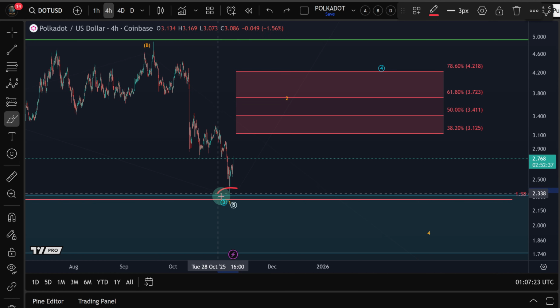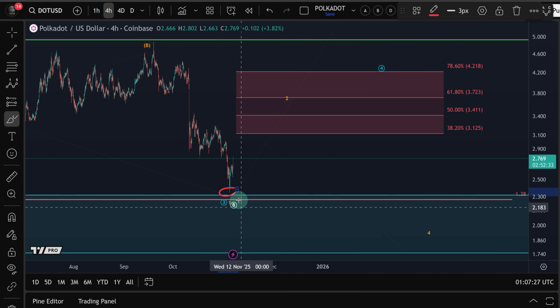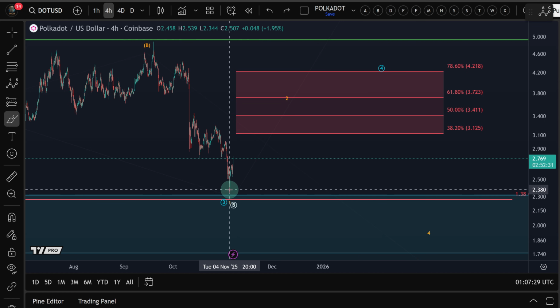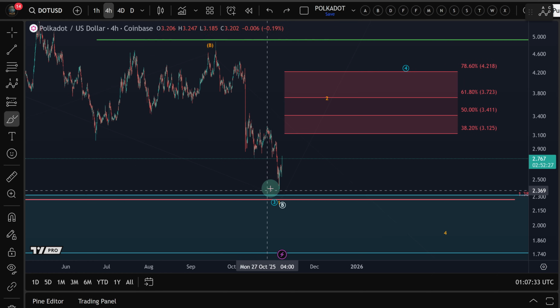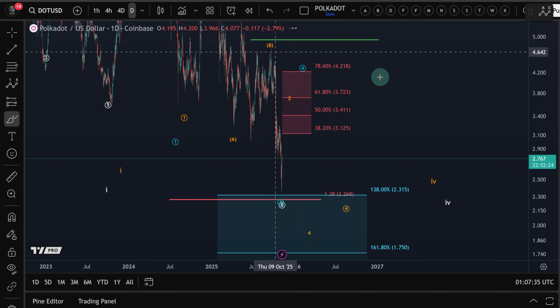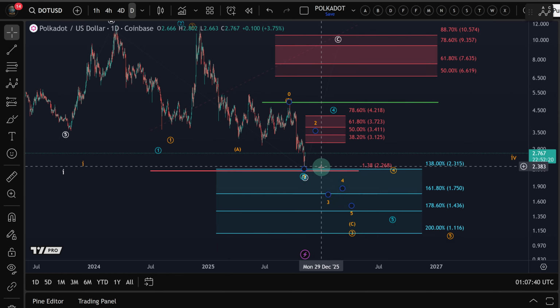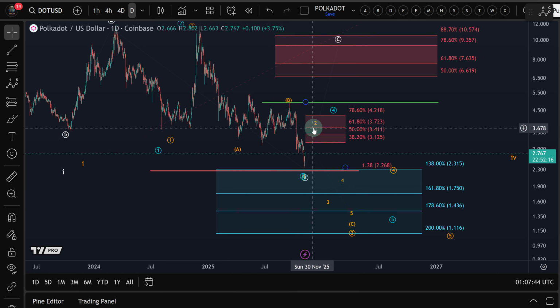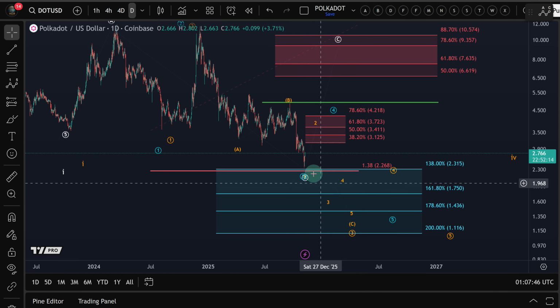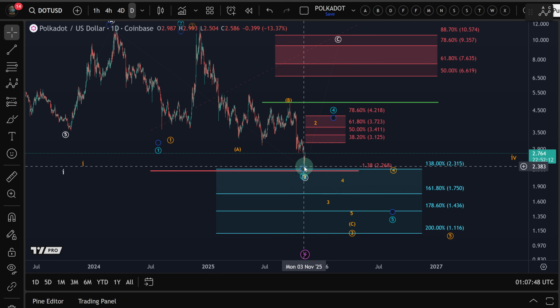All I can say is this low has the potential to be something more meaningful, but it's only a potential. For now, I'm skeptical about it, but it happened from a key support area. So something worth watching for all of those of you who are holding DOT. Levels should be clear. And to keep this idea alive that we've started wave 2 or 4, that swing low from Tuesday must hold.